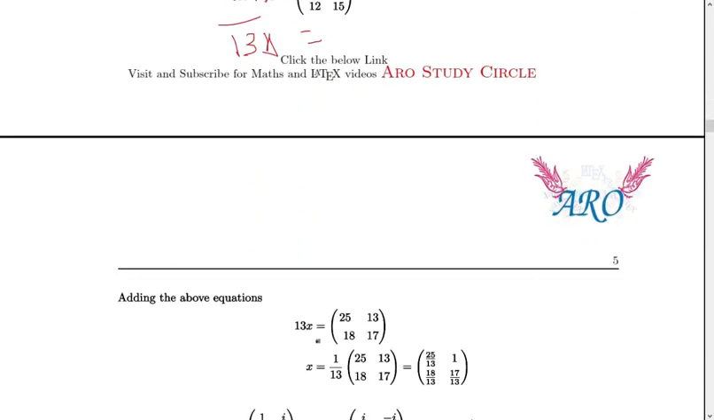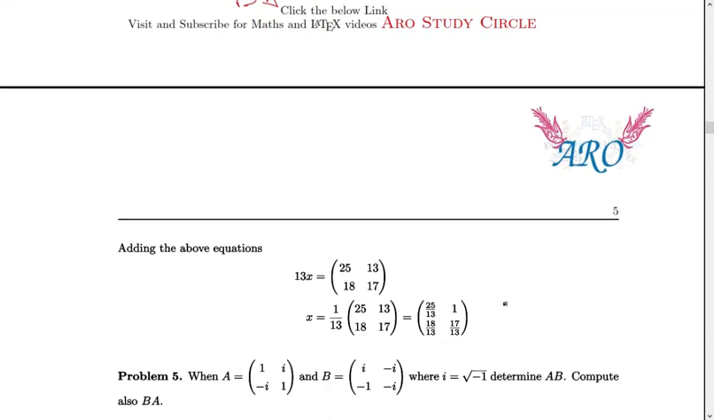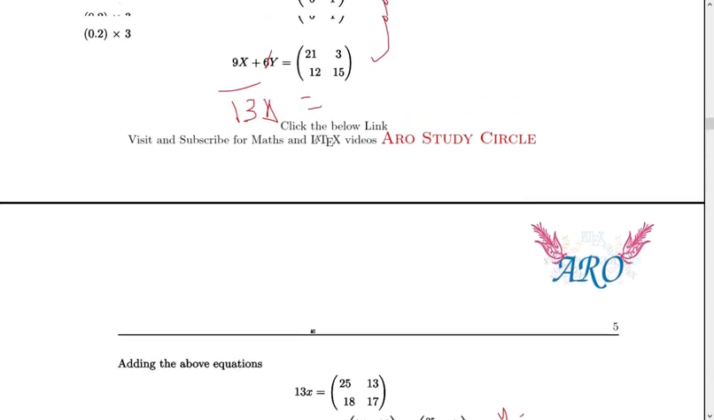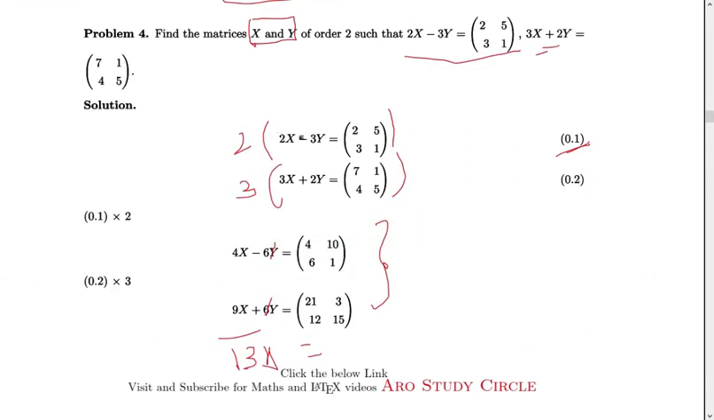Then finding the value of y is for exercise. If I apply the value of x in equation 1 or 2, we get the value of y. Suppose I apply the value of x here: 2 times y is equal to this matrix minus 3 times the value of x. Okay, it's very easy. This is left as an exercise.